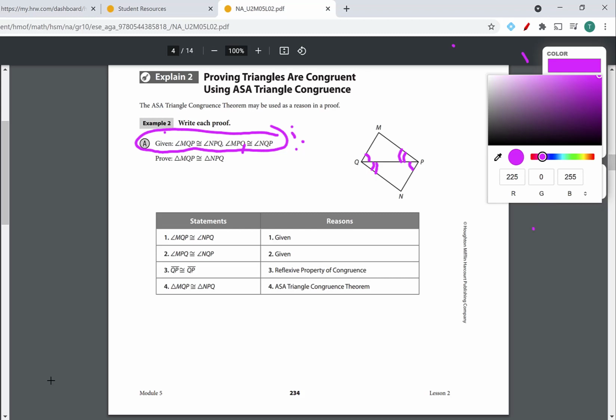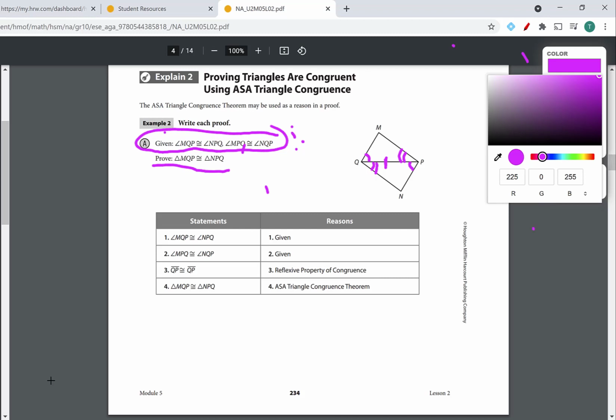So right off the bat, we have two sets of congruent angles from the given information. And you can see from statement number 3 they have listed that QP is congruent to segment QP. And that makes sense because it's the segment that both of those triangles share. Segment QP is on both of those triangles. And that's the reflexive property of congruence. So that's the reason that those two segments are congruent. And then the fourth statement, or the last statement, is always what we're trying to prove.